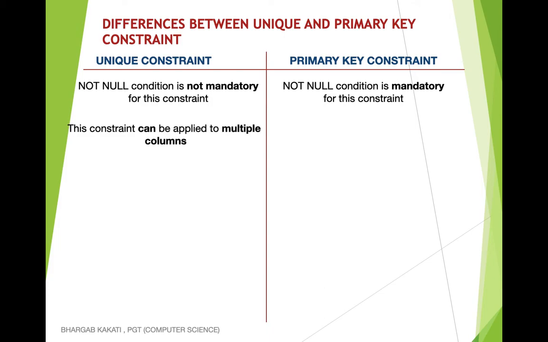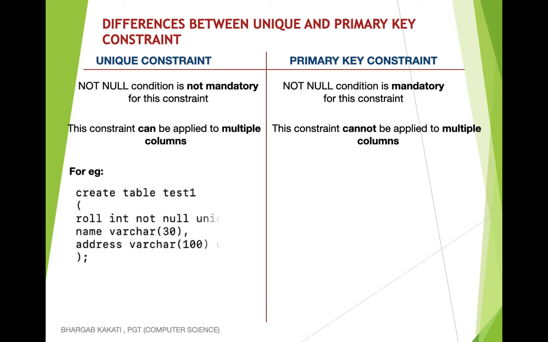Next difference says that the unique constraint can be applied to multiple columns. So if there are more than one column, you can apply the unique constraint. But in case of primary key constraint, it cannot be applied to multiple columns. You can apply primary key constraint only to one column, which I'll show you practically in a few moments. For example, if I create a table where I apply unique constraint to more than one column, it is accepting. I'm getting the message Query OK, 0 rows affected.